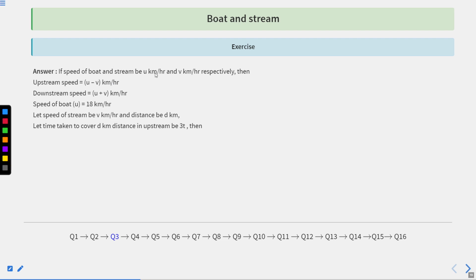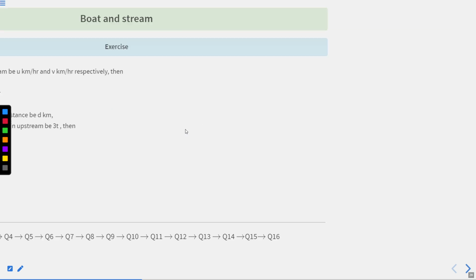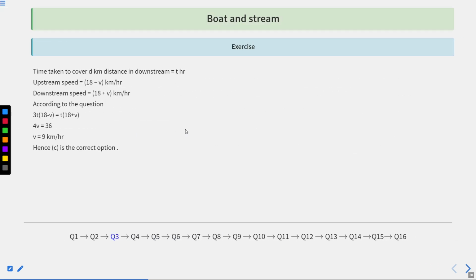So if the speed of the boat and the stream be u kilometer per hour and v kilometer per hour respectively, then the upstream speed is going to be u minus v kilometer per hour. Downstream speed is going to be u plus v kilometer per hour. And the speed of the boat u is 18 kilometer per hour. So let the speed of stream be v kilometer per hour and the distance be d kilometer. So let the time taken to cover d kilometer distance in upstream be 3t. So we have taken some assumptions and let's now try to solve.